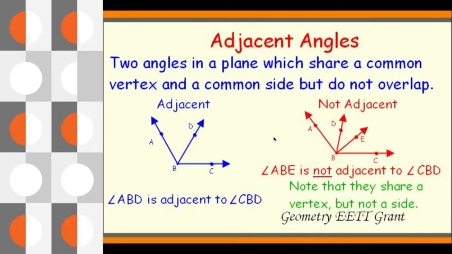Here's a special pair of angles that we need to know. Adjacent angles. They're two angles in a plane that share a common vertex and a common side, but they don't overlap. So notice here in this diagram to the left, angle ABD and angle CBD. They share ray BD, but they have no other points in common, so they're adjacent. Angle ABE and angle CBD are not adjacent. They have the same vertex, but they don't have a common ray.